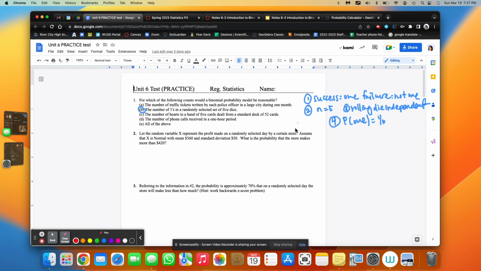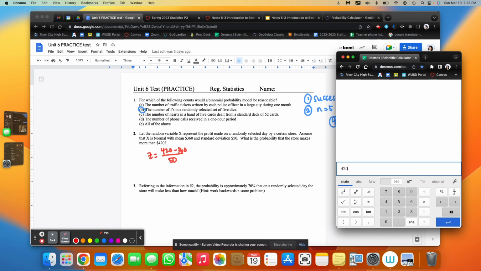So number 2, this is basically a z-score problem. So it says X represents the profit made on a randomly selected day by a certain store. Assume that X is normal with mean of 360, standard deviation of 50. What's the probability that the store makes more than $420? So first thing we're going to do is figure out what is Z. So it's going to be 420 minus 360 divided by 50.